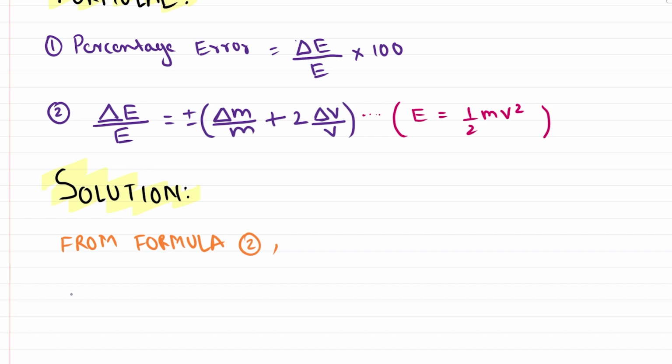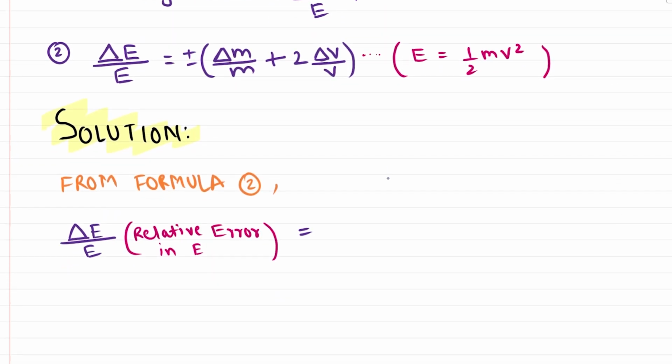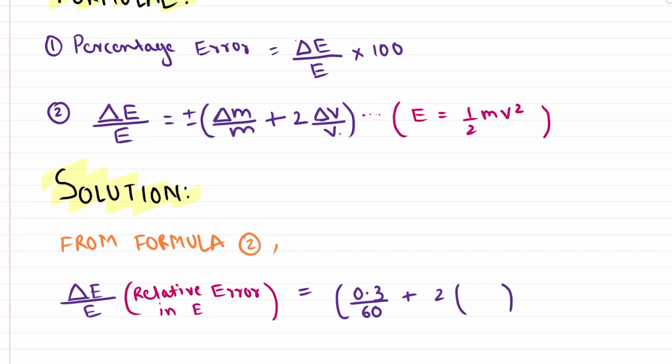So I can calculate delta E upon E. I'll quickly also write that this is relative error in E, so that we know what we are calculating. So if we were to substitute the given values, delta m is given to us as 0.3 and m is given to us as 60. So the first counterpart is 0.3 upon 60 plus 2 into, now this is delta v upon v.